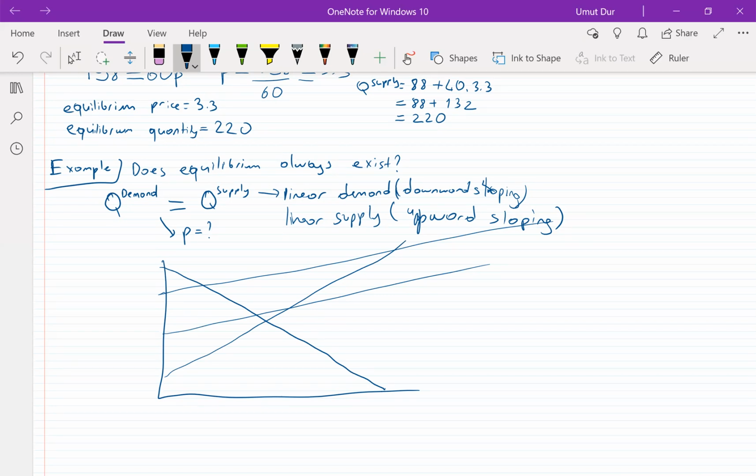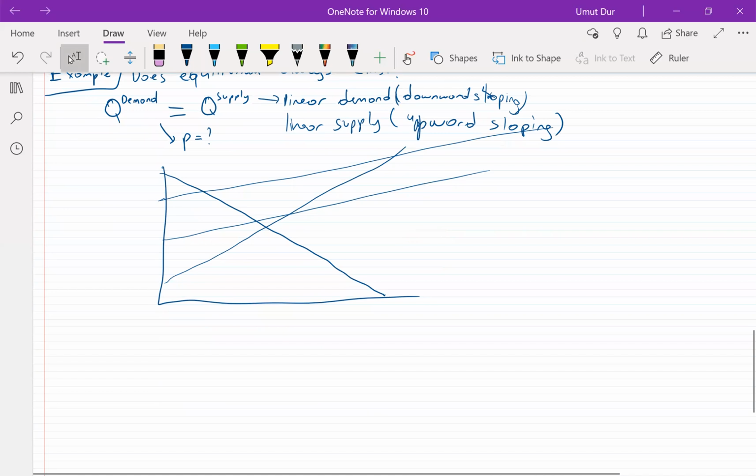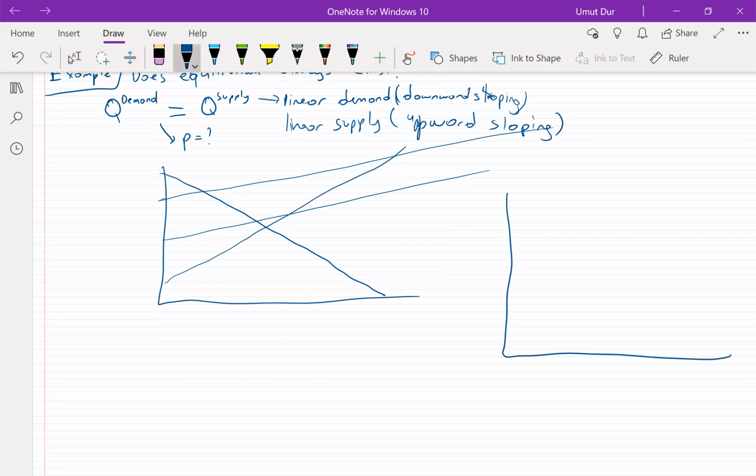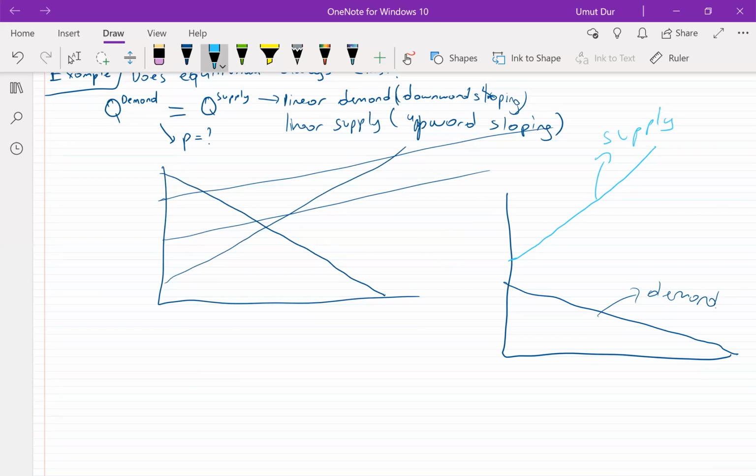But let's think about the following situation. This is again another graph. This is demand, and suppose that this is the supply. So how do I interpret this graph?